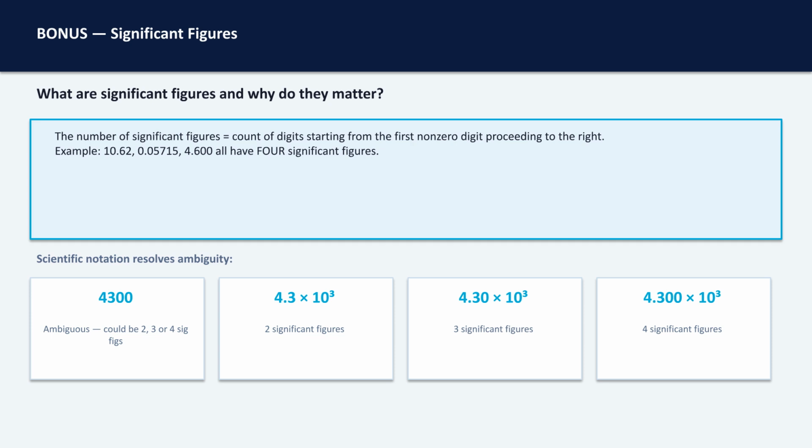As a bonus, let's briefly review significant figures. The count starts from the first non-zero digit. For example, 10.62, 0.05715, and 4.600 all have 4 significant figures. Scientific notation helps resolve ambiguity in numbers like 4,300.